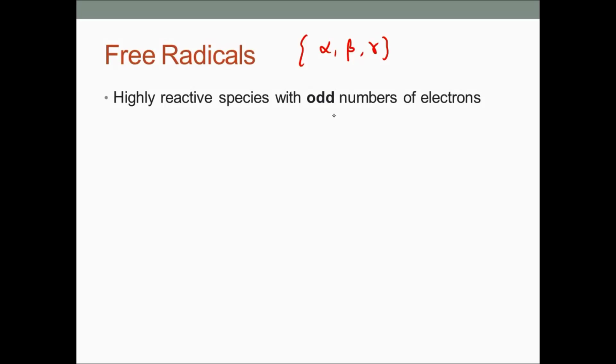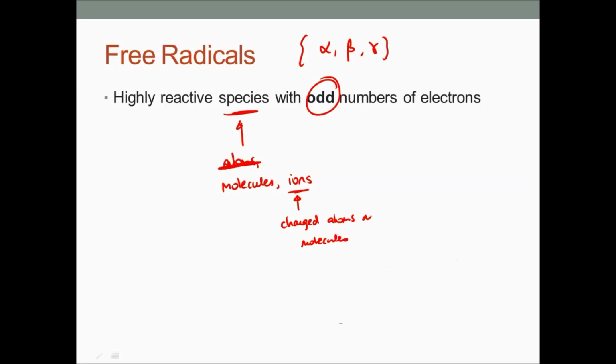The definition of a free radical is that it is a highly reactive species. They're chemical species, so they could be atoms. Well, not so much atoms, I take that out. They're going to be molecules or ions, typically. Remember, ions are charged atoms or molecules. The key feature about them is that they have an odd number of electrons. It turns out that chemically speaking, anything with an odd number of electrons is extremely reactive.